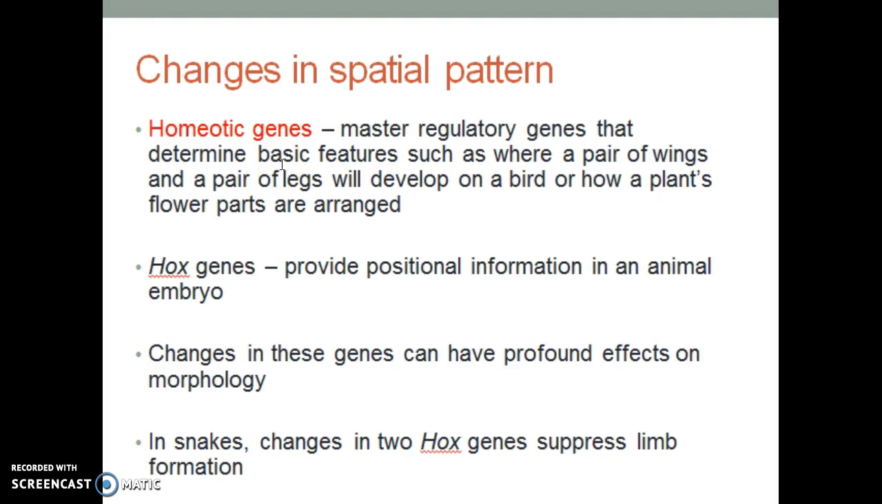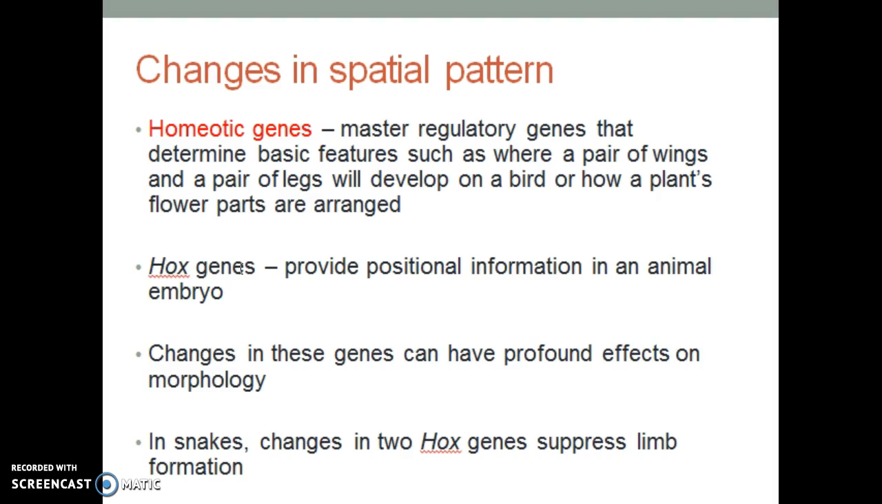And lastly, we're looking at homeotic genes, which are master genes, really. They determine the most basic features about us. Positions of appendages, that sort of thing. That's homeotic genes. These genes are more specifically called Hox genes, and they provide positional information in an animal embryo. So where does our arm develop? Well, that's determined by a Hox gene. It identifies at this location.